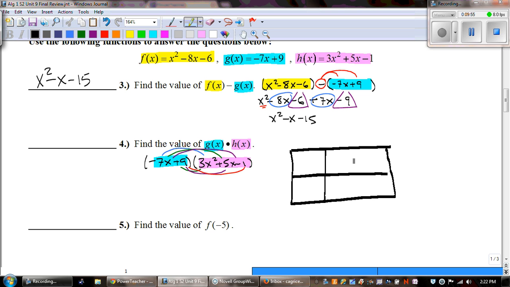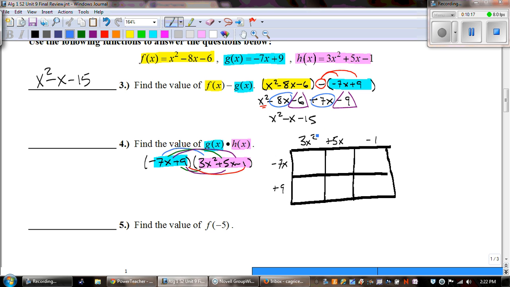And I'm going to do the box method. You guys can do whichever method you want. Okay? So I have a trinomial times a binomial. I'm going to put my trinomial on the top, and the binomial on the side. And now we just multiply.